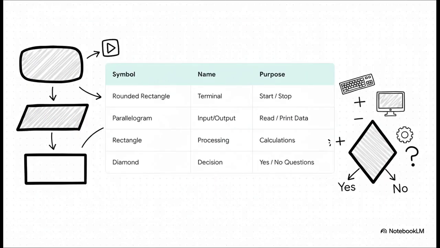And this blueprint, well, it uses its own kind of universal language, made of symbols. We use a rounded rectangle for the start and stop points. A parallelogram is for getting data in or pushing data out. A plain old rectangle is where the work gets done, the calculations. And the most important one for us today is the diamond. That's where a decision has to be made.